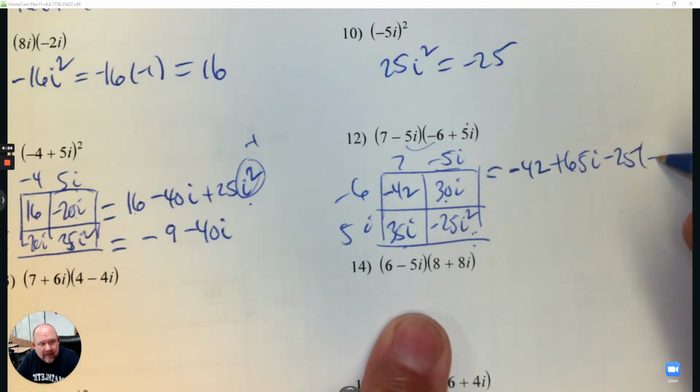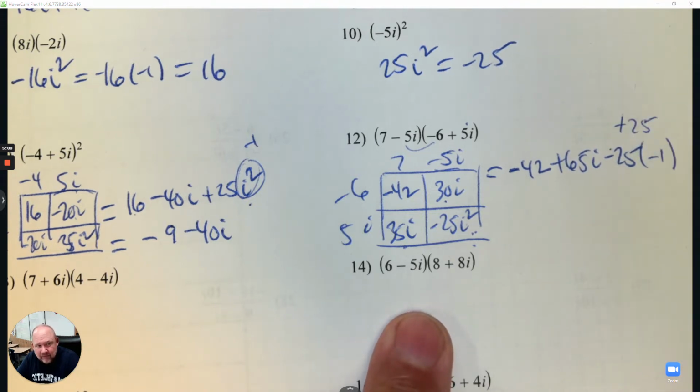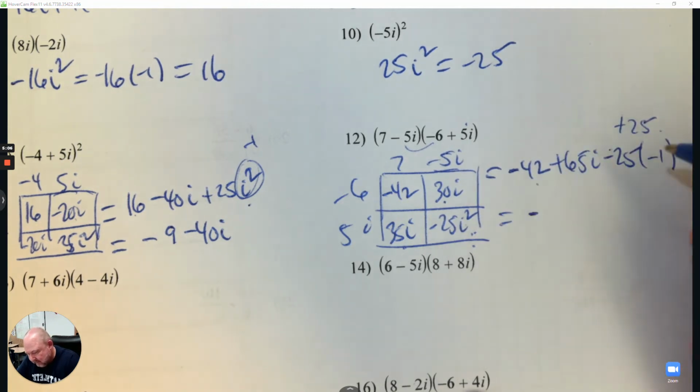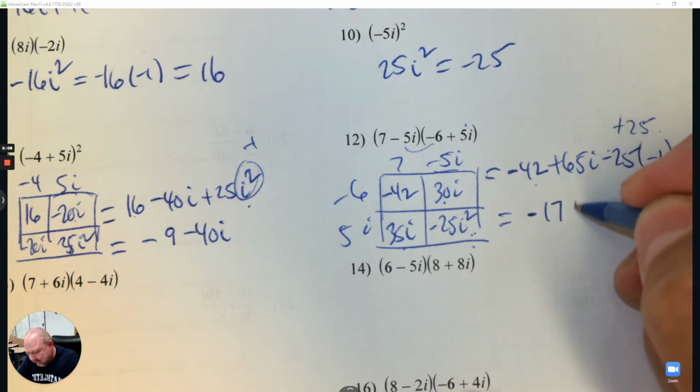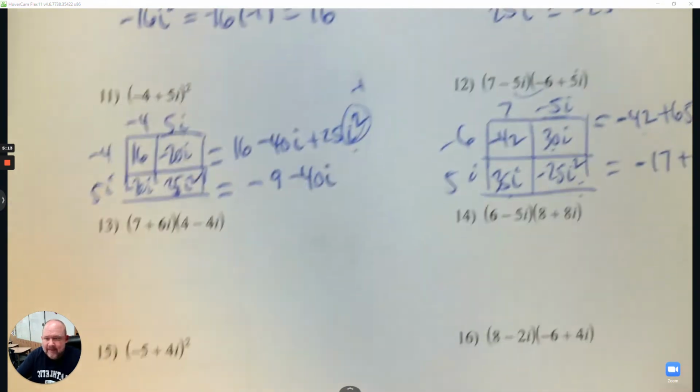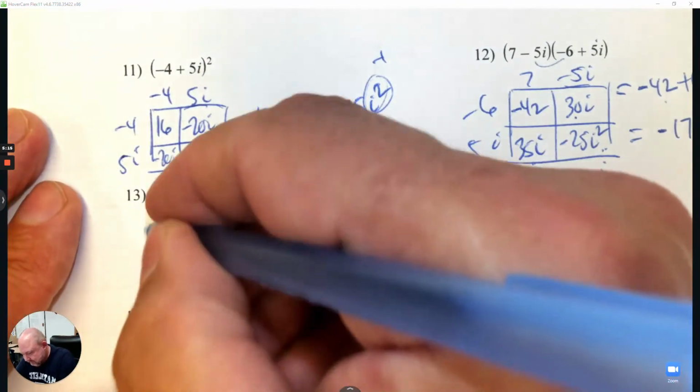Well, right away, I'm going to take out the i squared and put in -1. Now a negative times a negative makes that plus 25. So it's really negative 42 plus 25. So I know the answer is negative. The difference between them is 17. And then you have your answer. Number 13.